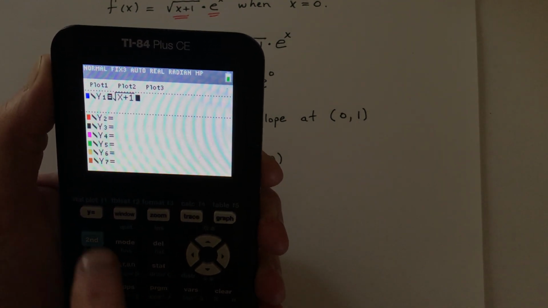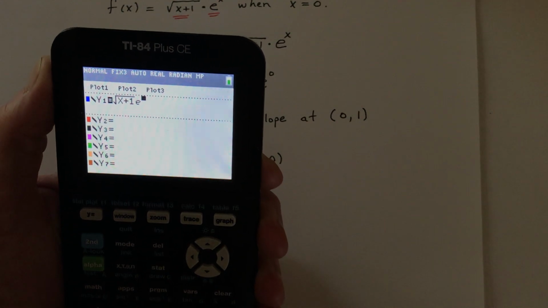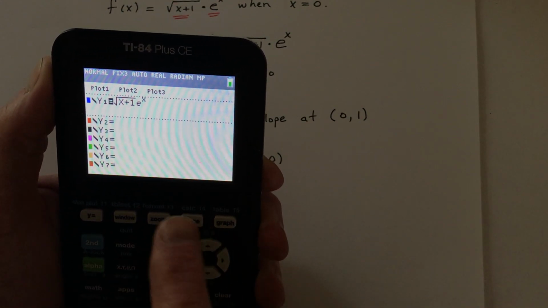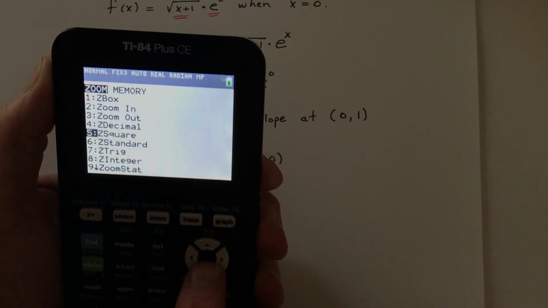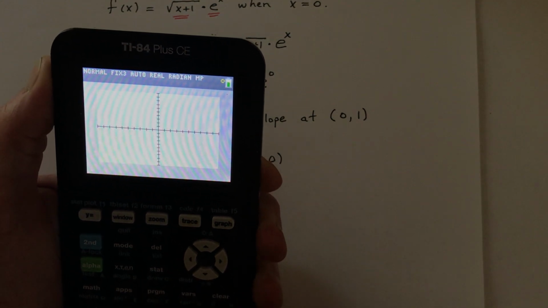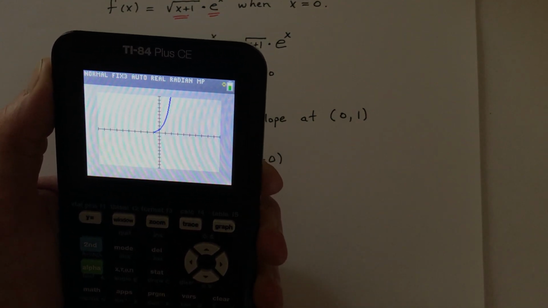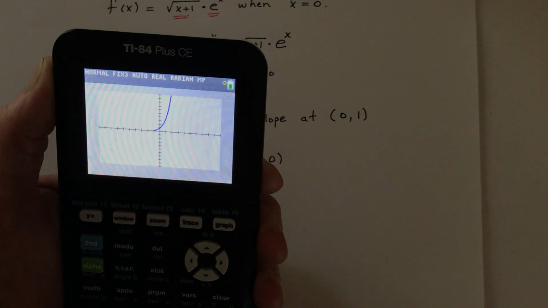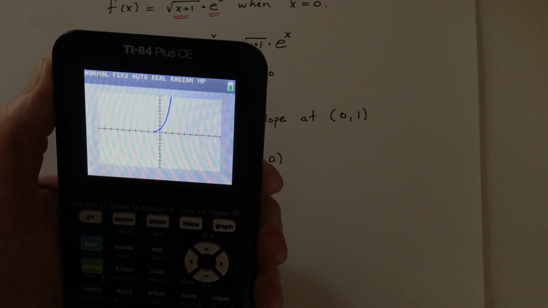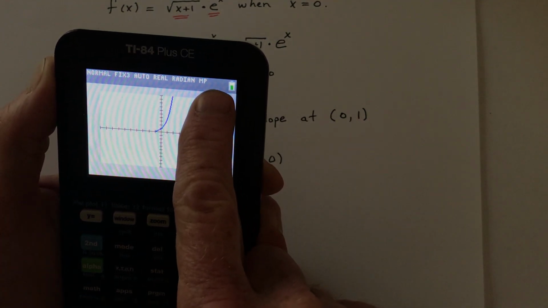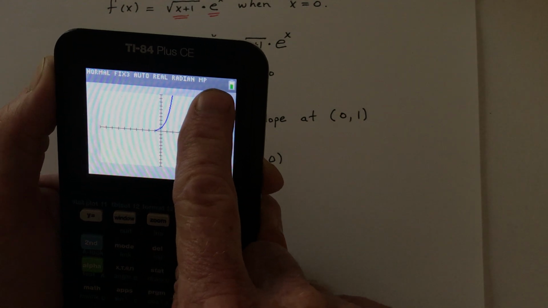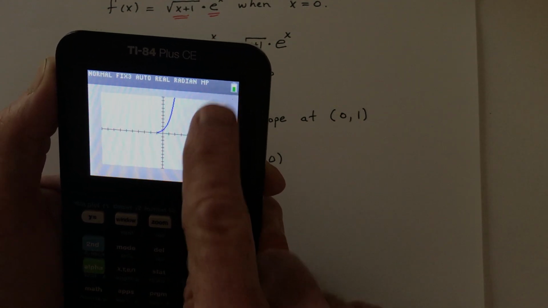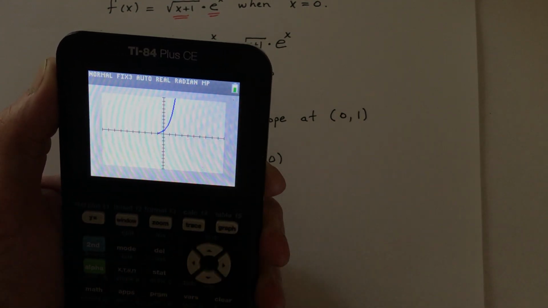And then times the e function, e to the x. And then zoom standard. And this is what the graph looks like. Now, for one thing, I could check and see if I got the derivative right. By the way, did you see that little yellow circle? When that little yellow circle is going, that means it's still thinking about how to make the graph, and it won't let you do anything until that circle is done.